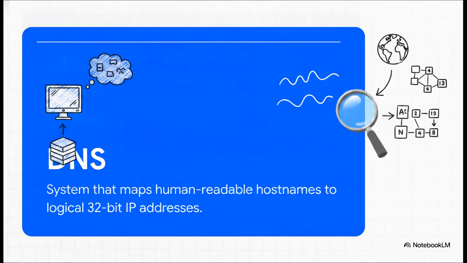The absolute foundation of how Google finds websites and how we find Google is DNS, or the Domain Name System. You see, computers don't understand words at all. They operate using logical 32-bit IP addresses. But humans, we are notoriously terrible at memorizing random strings of numbers. DNS is what bridges that gap. It acts exactly like the internet's literal phone book. When you type in a human-readable host name, like google.com, DNS dynamically maps that name to the specific IP address the machines actually use to locate each other. It's the ultimate translator between human memory and machine logic.